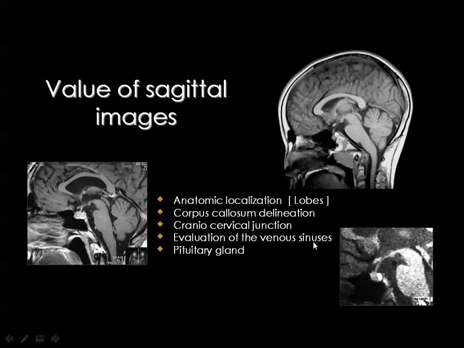Then evaluation of the venous sinuses for the possibility of venous sinus thrombosis. The sagittal images are important, particularly for the superior and the inferior and the straight sinuses.